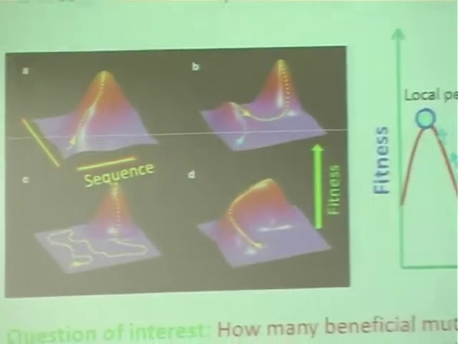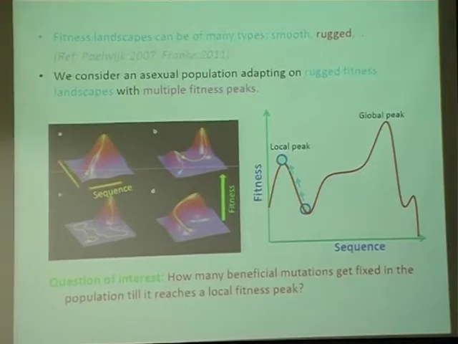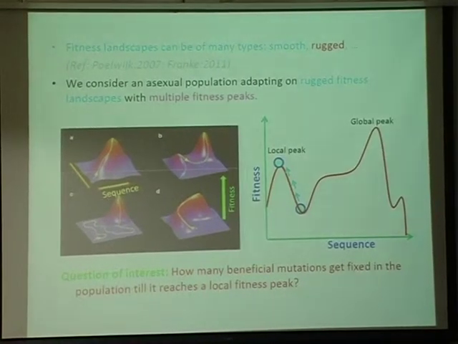We considered the adaptation of an asexual population on a rugged fitness landscape, which has multiple local fitness peaks, like this one and this one. So now I will talk about the average number of beneficial mutations that get fixed in this population as it moves to one of these peaks.